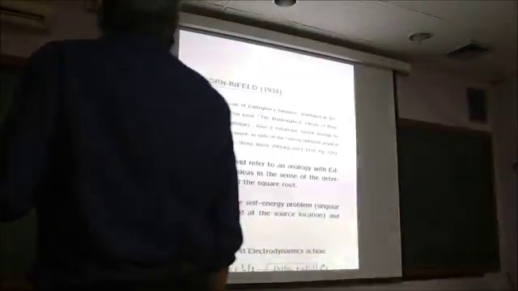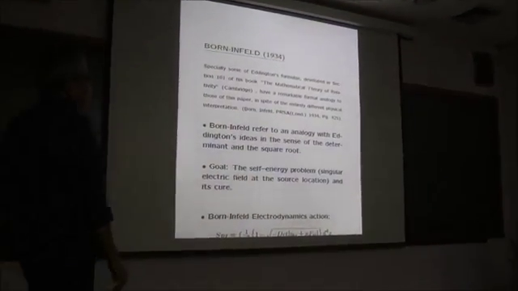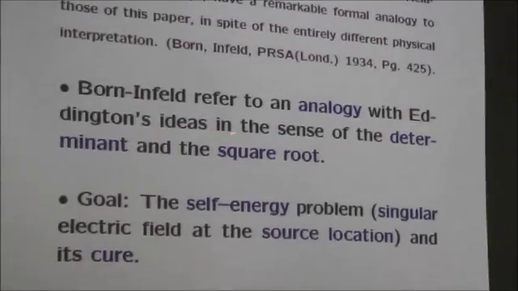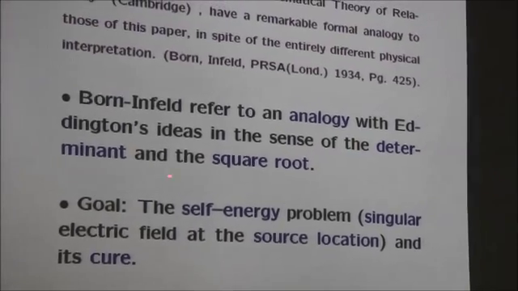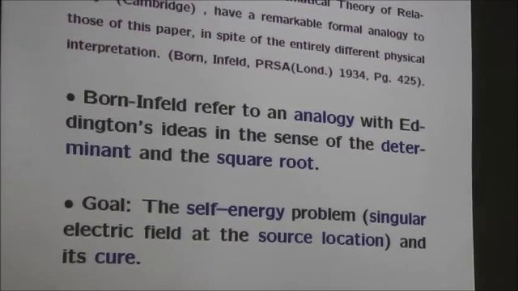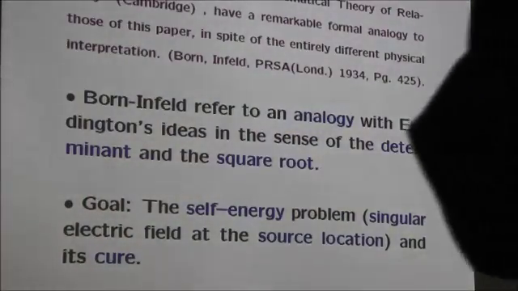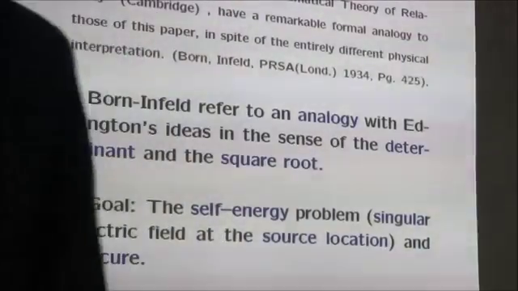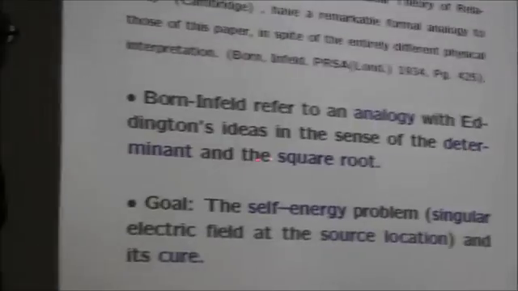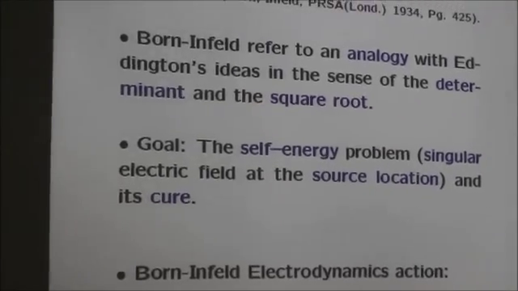Born-Infeld referred to an analogy. What is that analogy? The analogy with Eddington's ideas is in the sense of a determinant and a square root. So these are the two things which I mentioned right at the beginning. That's the basic thing in this talk, that there is the idea of a determinant and there is the square root, and these two things are important throughout the text.